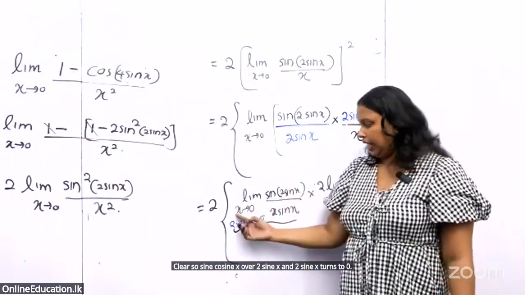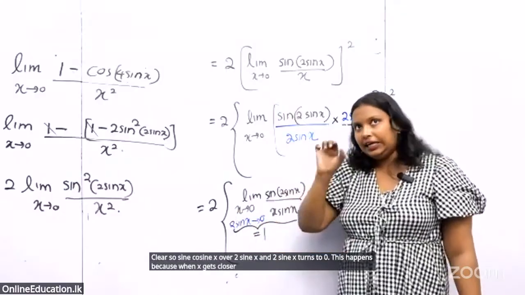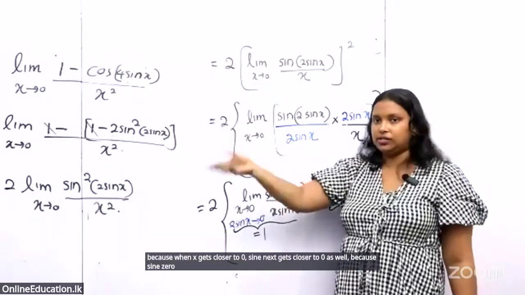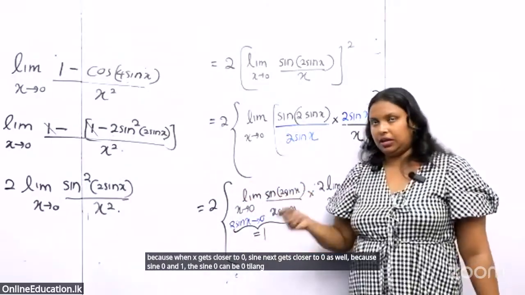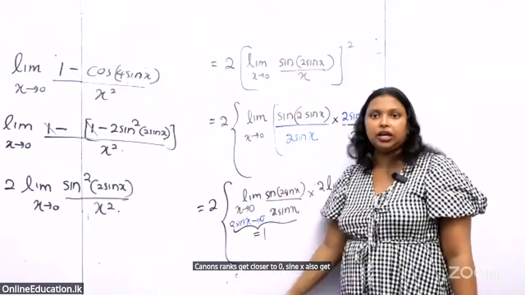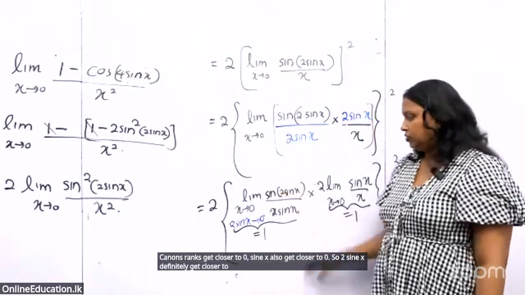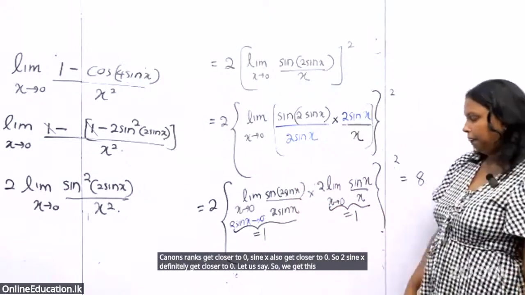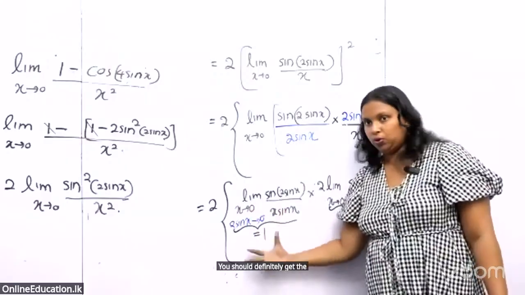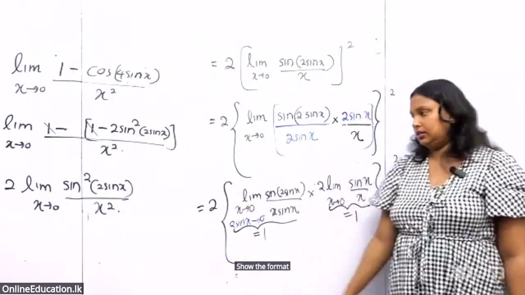This happens because when x gets closer to 0, sin x gets closer to 0 as well, because sin 0 is 0. Can you understand? When x gets closer to 0, sin x also gets closer to 0. So 2 sin x definitely gets closer to 0. That's why we get this format. You should definitely get the formats. Show the format and then write the answers.